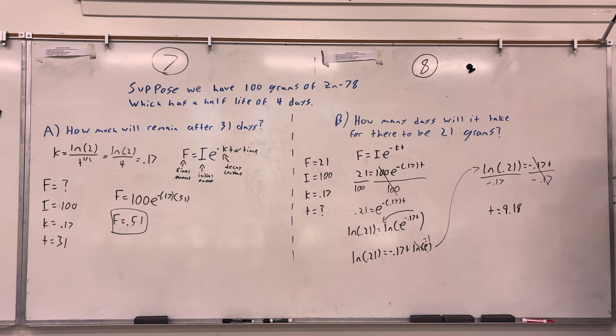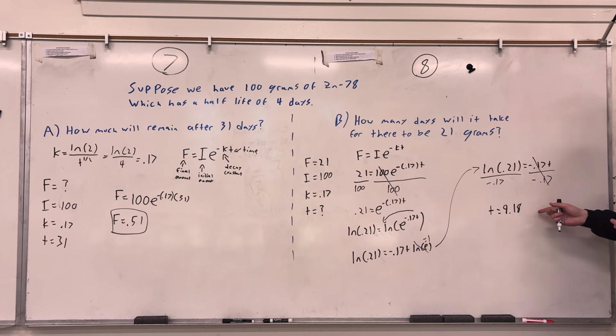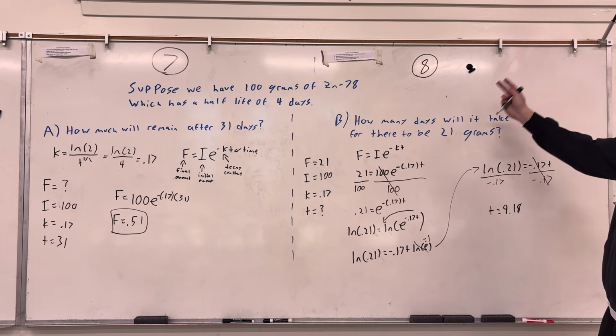So since t in this case is talking about the amount of days, that tells us that it's going to take 9.18 days for whatever this magic chemical is to get to 21 grams.